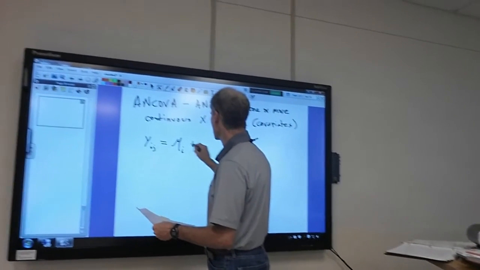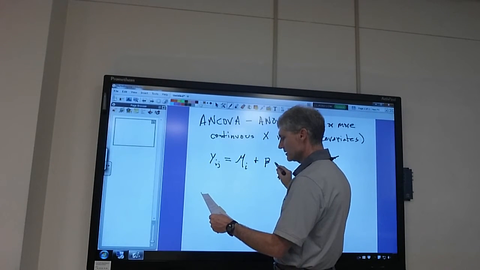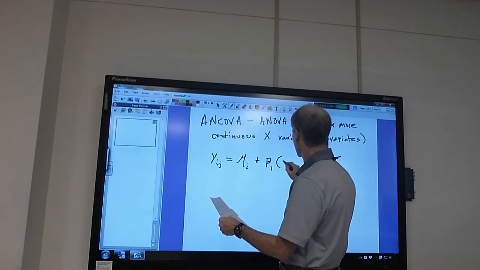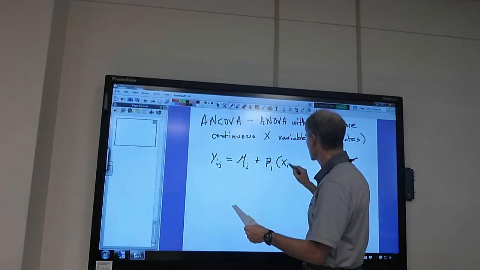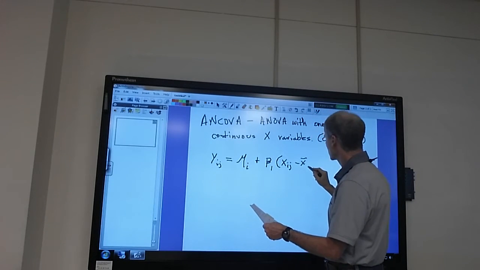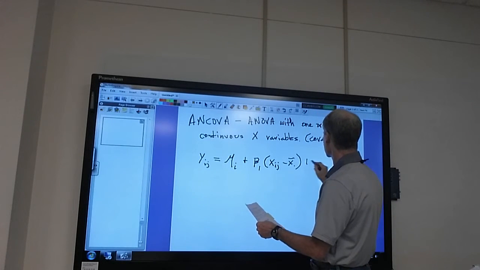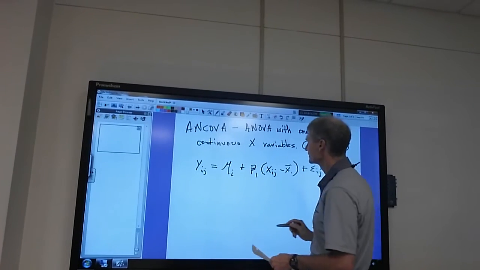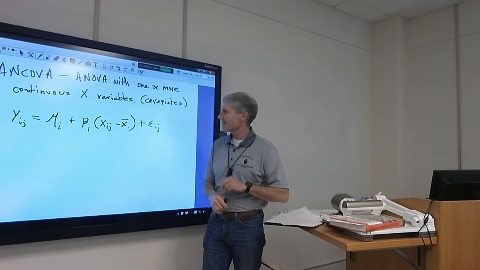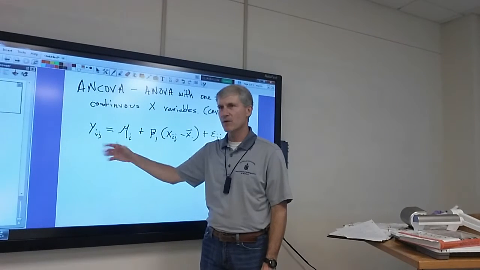And then you add to that the covariate part of it, and that has a beta sub 1, multiplied by x_ij minus x bar dot, plus epsilon_ij. Right? So this looks horribly confusing, Greek letters and all that, but if you break it apart, it's not so bad. First of all, the subscripts, ij, what do they represent?